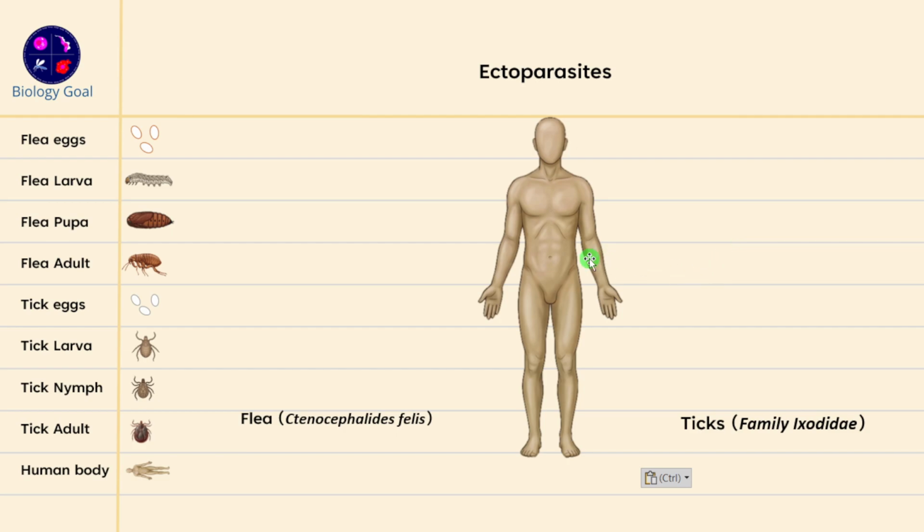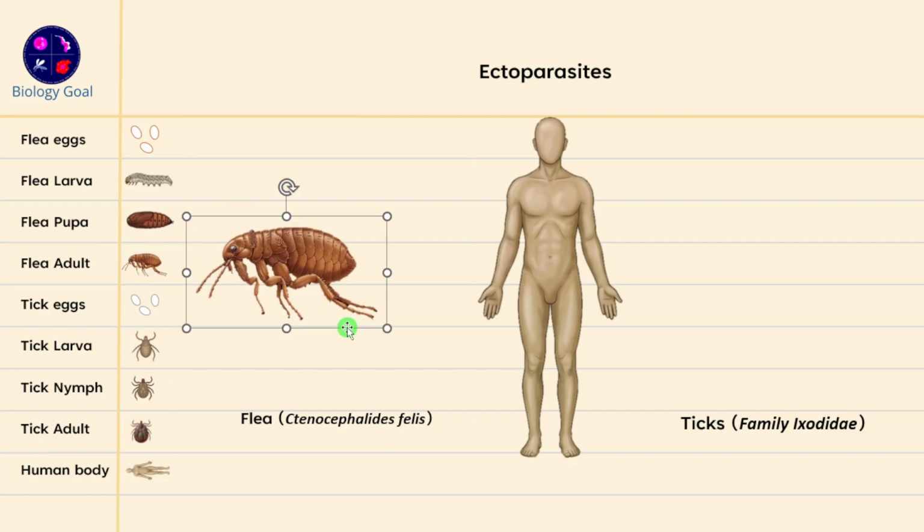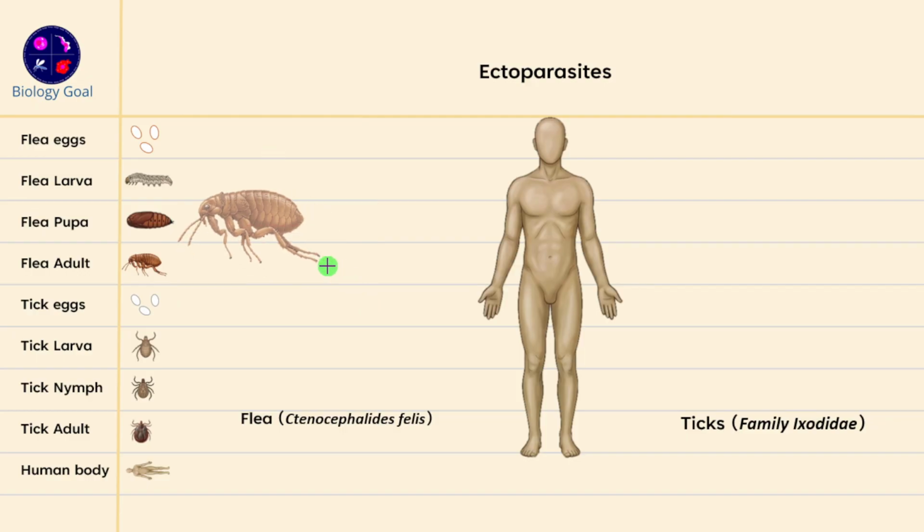Okay, so we'll start with the flea. This is the flea right over here. This is the adult flea. This is how it looks like. Okay, it's a blood-sucking ectoparasite, really dangerous.